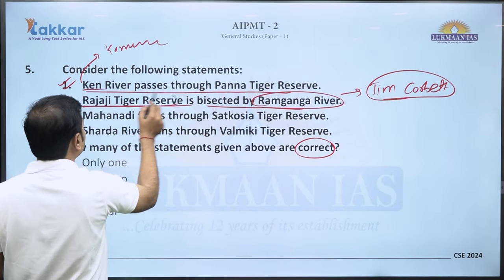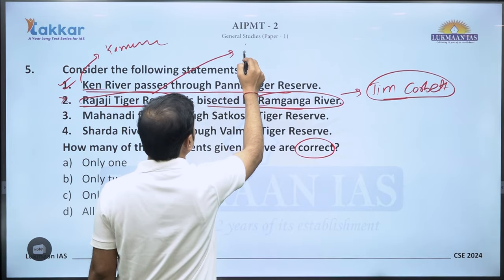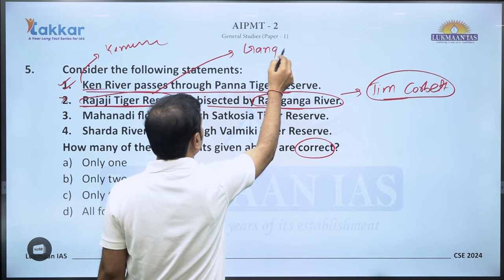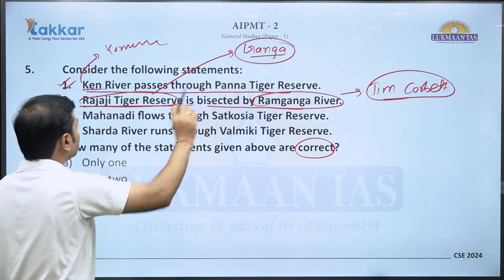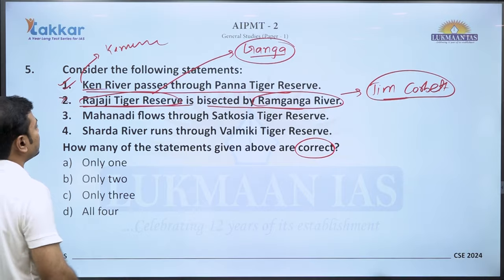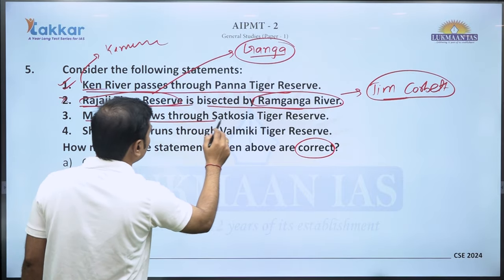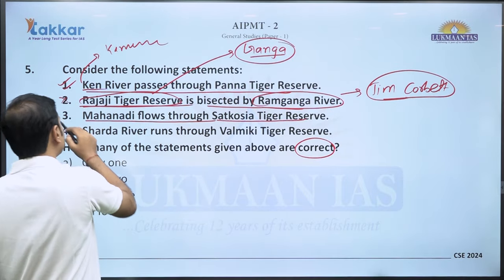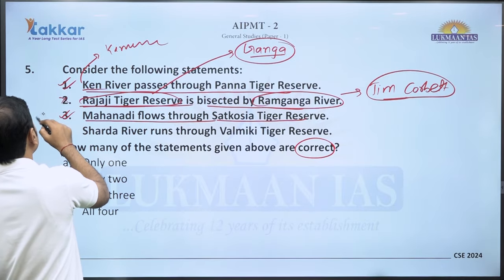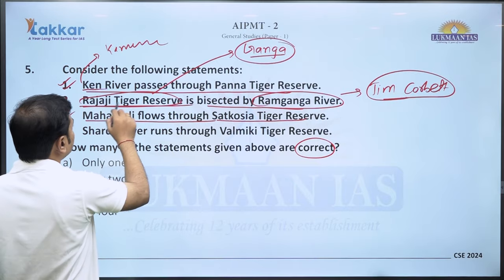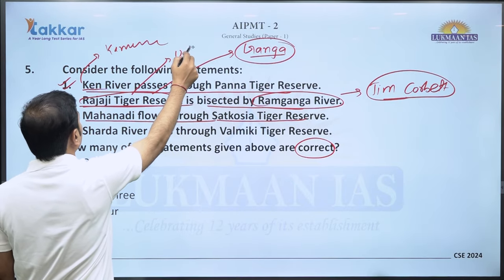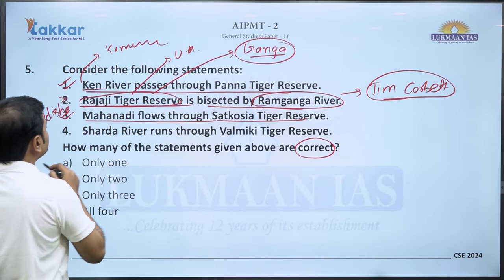Rather, in Rajaji Tiger Reserve, which river passes through here? Ganga river. Okay, so Ganga river flows through Rajaji Tiger Reserve. So this is an incorrect statement. Mahanadi flows through Satkosia Tiger Reserve. This is true, in Odisha. In Odisha, Satkosia Tiger Reserve is located. Of course, Rajaji Tiger Reserve is in Uttarakhand. We know that. So this is correctly matched.